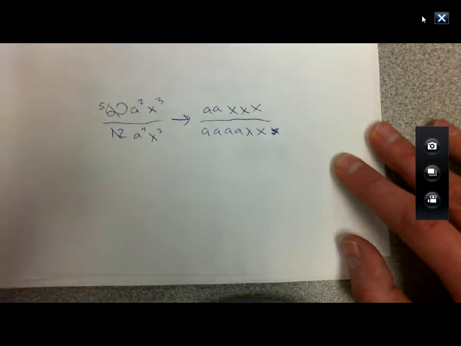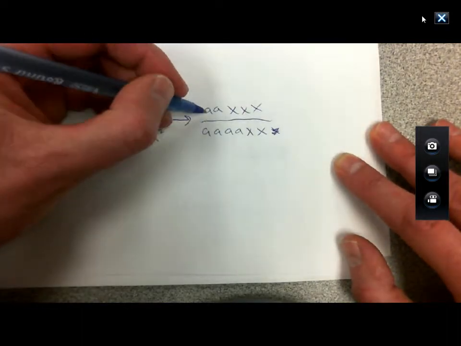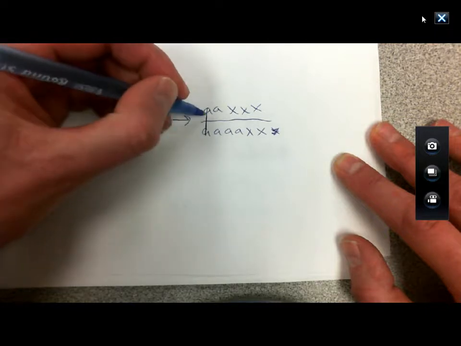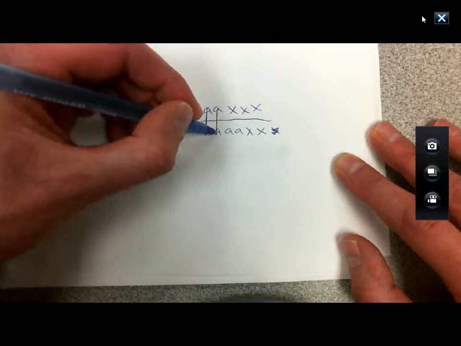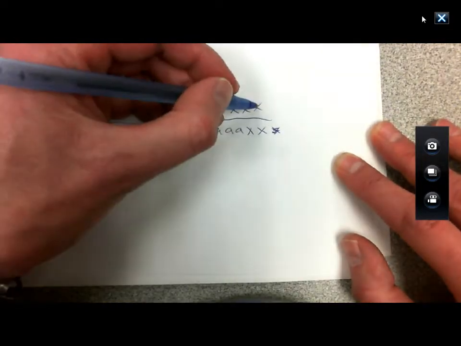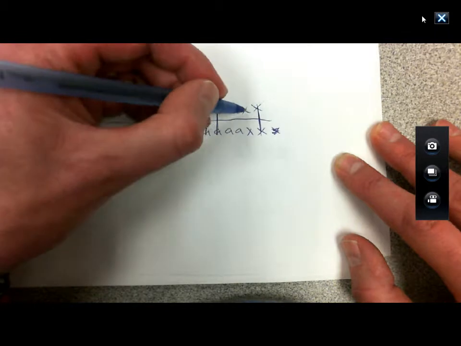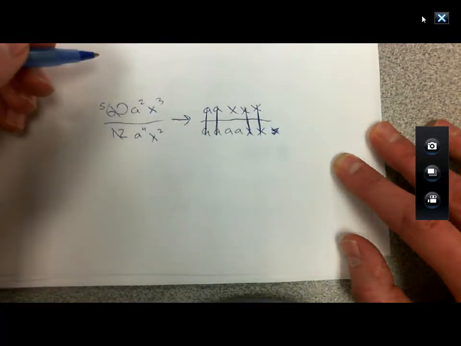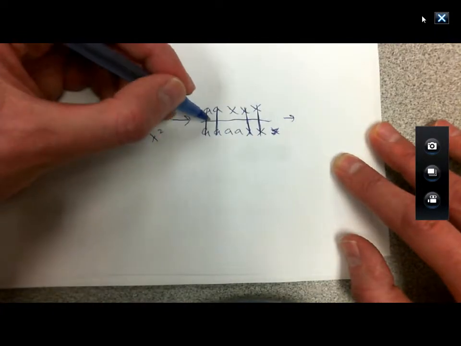If we go from there, a divided by a is 1. Doesn't matter what a is, a divided by a is 1. That's it. That's all I've got. All right, x's. x divided by x is 1. x divided by x is 1. So really, I've got 1 times 1.